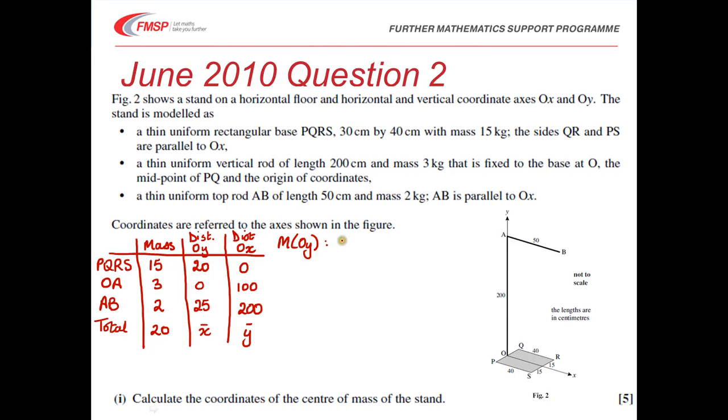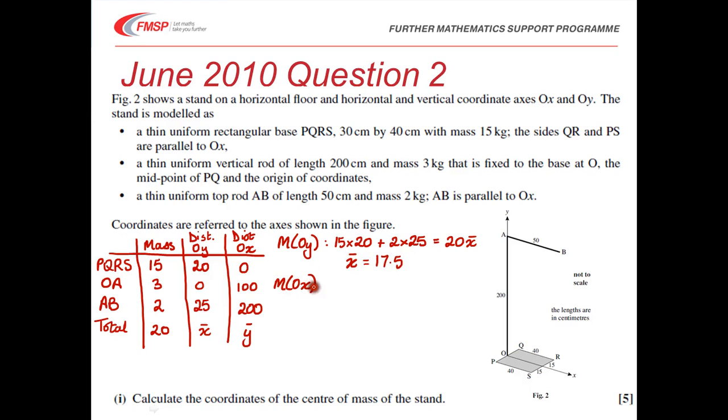So working out masses times distances, first of all for PQRS, the moment for that one is going to be given by 15, the mass, times the distance from the axis. And for OA we're going to have 0 moment, so I'm not actually going to include that in here because it lies right on the axis. This is the moment then for AB, the section at the top, 2 times 25, and that's equal to 20 x bar, 20 being the total mass of the whole system, and a little bit of work on that fairly swiftly gives our value of x bar as being 17.5.